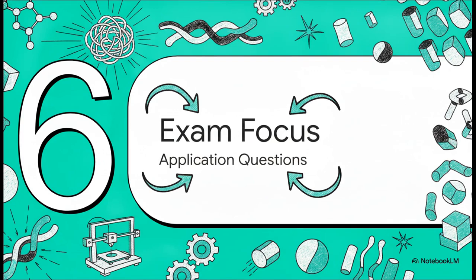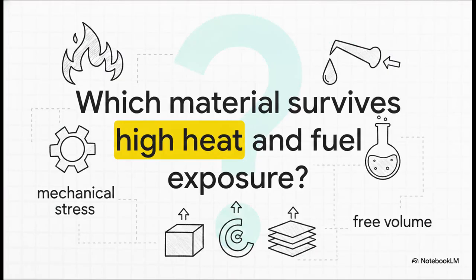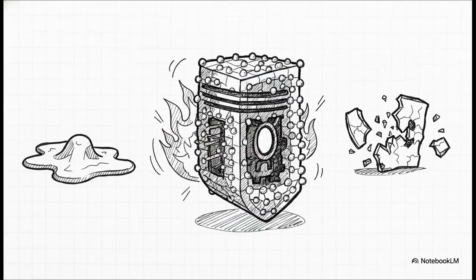Finally, Section 6, Exam Focus. Let's put everything we've talked about to the test with some real-world application questions. Okay, imagine this scenario. You need a printed part for a car engine compartment. It's going to face high heat, serious mechanical stress, and fuel exposure. Thinking back to our chat about intermolecular forces and free volume, which of our three materials actually survives the engine bay? If you said Nylon 6,6, you hit the nail on the head.